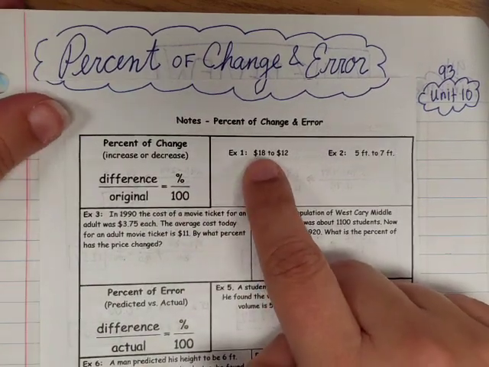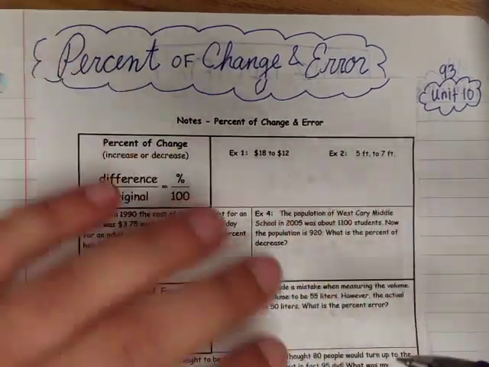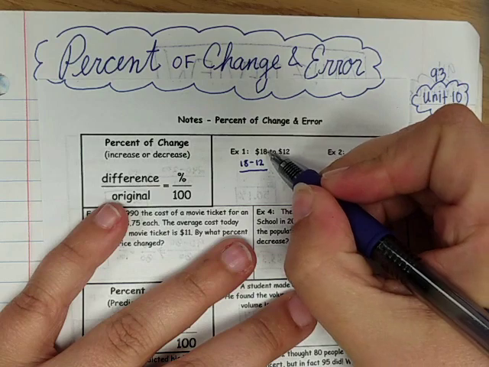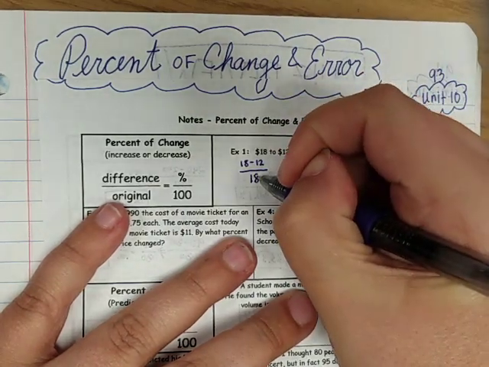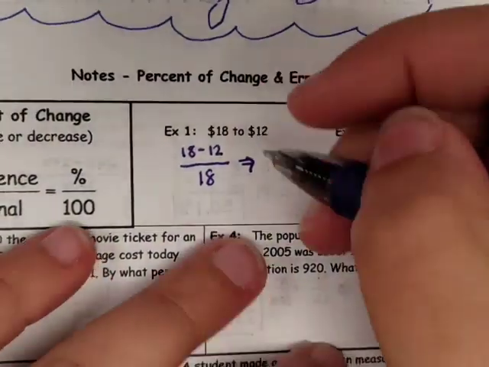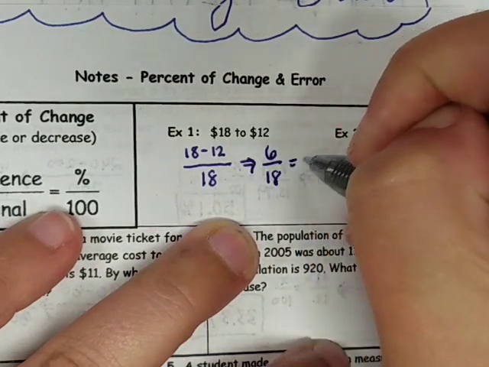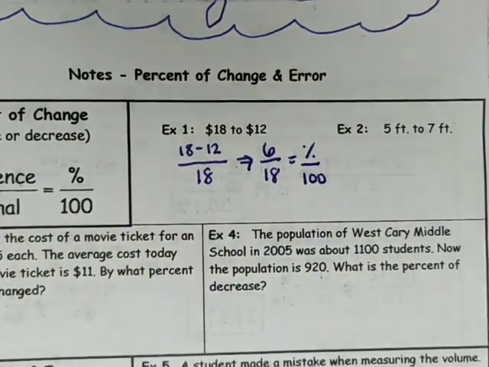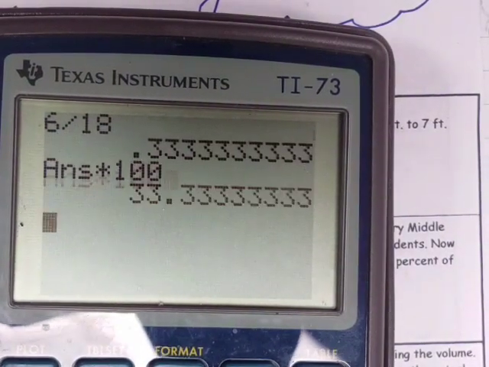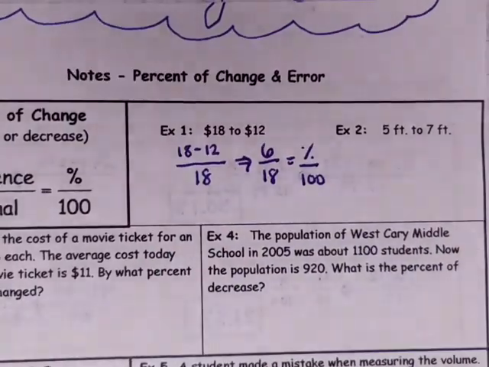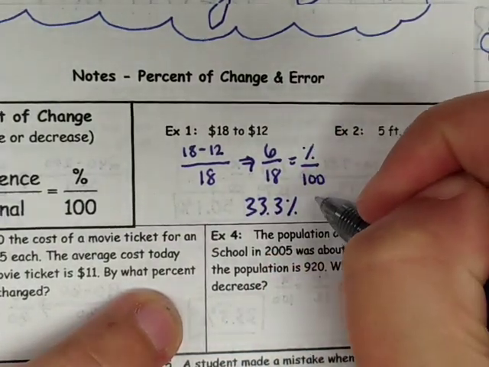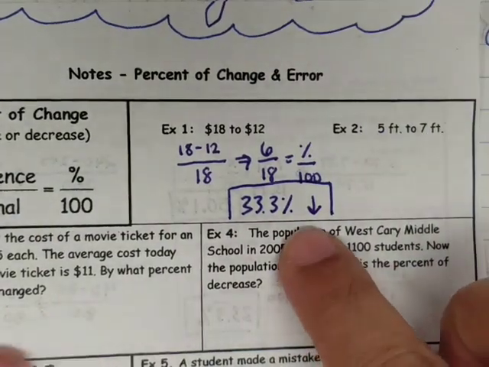So for example, if something was $18 and now it's only $12, this is a decrease. So we're going to find the difference, 18 minus 12, and we're going to put that over the original. The original amount was 18, so we put that over 18. 18 minus 12 is 6, and 6 over 18 is equal to what percent out of 100? So I'm just going to do 6 divided by 18, multiply that times 100, and I get 33.3% decrease. If you forget the arrow, it's not a big deal.